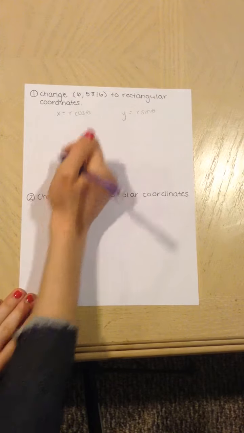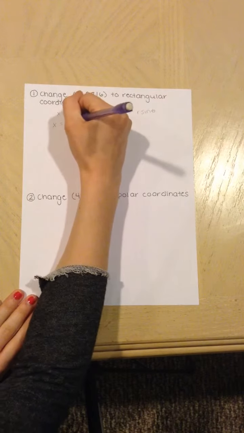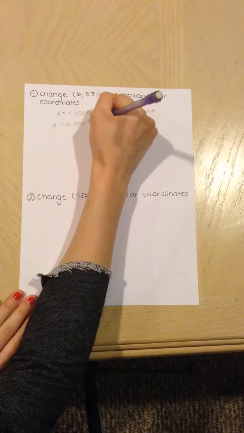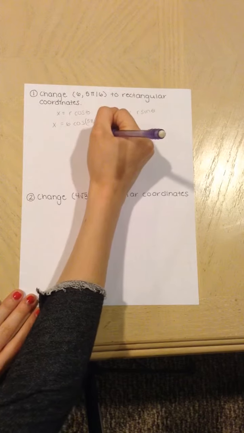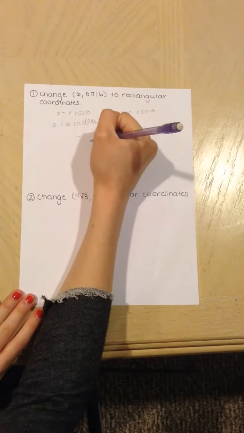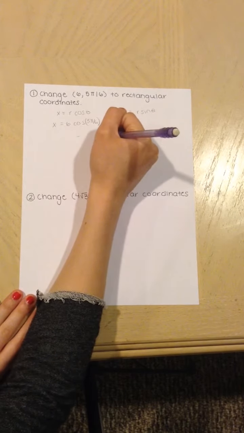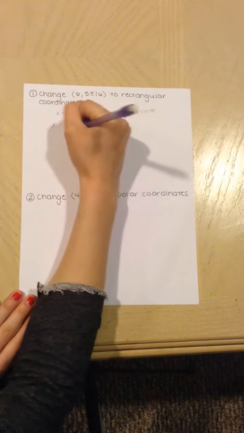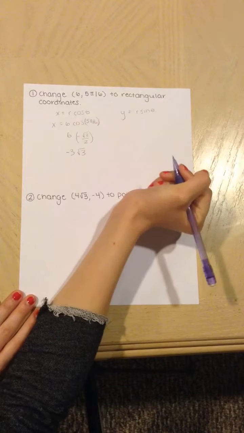So now once you know that, x equals, this will be your r, this will be your theta. So 6 cos 5 pi over 6. Now the cos of 5 pi over 6, that's going to be in quadrant 2, so it's going to be negative. It has a reference angle of 30. So for cos, that's rad 3 over 2 times 6. So that's going to be negative 3 rad 3 is your x value.